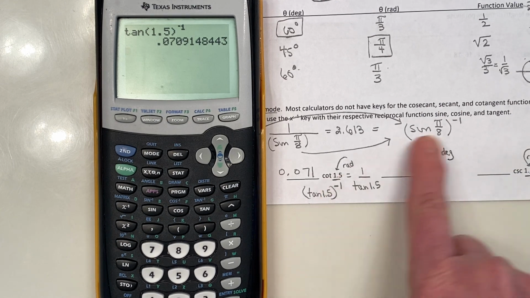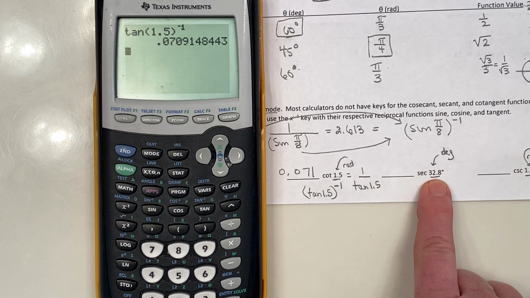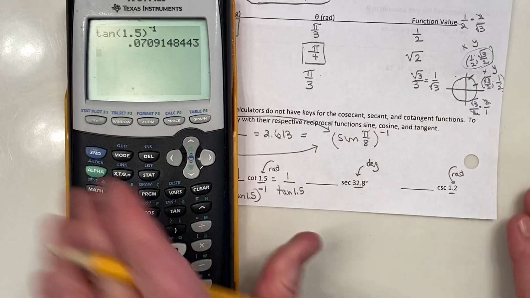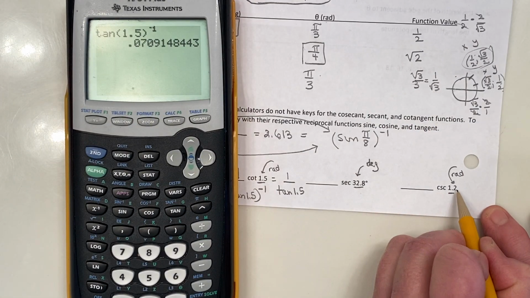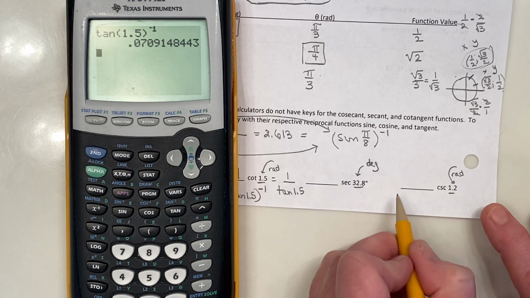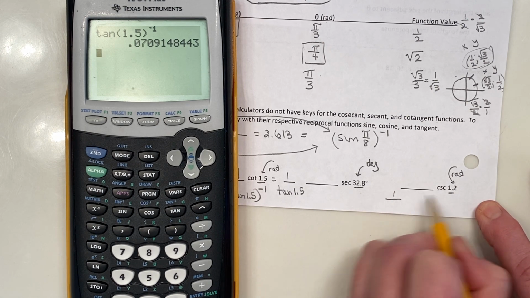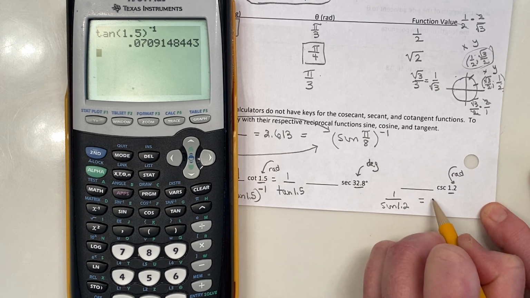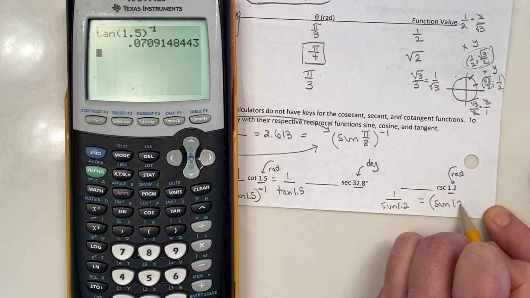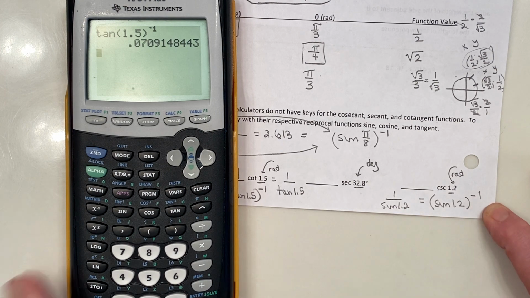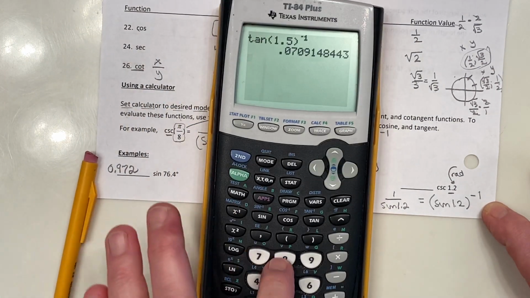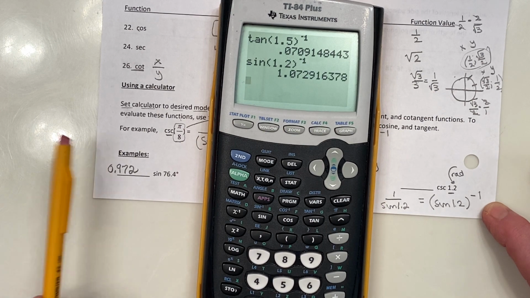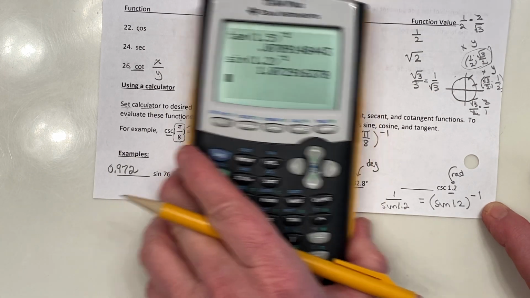Since I'm in radian mode, I'm going to skip this next problem so I don't have to keep going back and forth in my mode keys. I'm going to go over to cosecant of 1.2. So again, the requirement is, since cosecant is not a key on the calculator, you need to either show 1 over, this is equal to 1 over sine of 1.2 or sine of 1.2 to the negative 1. 1.073.